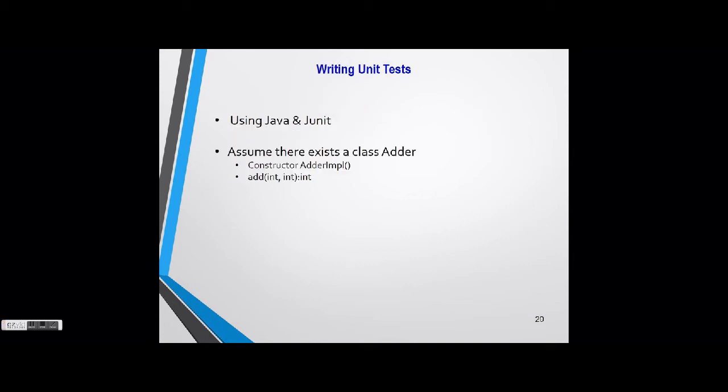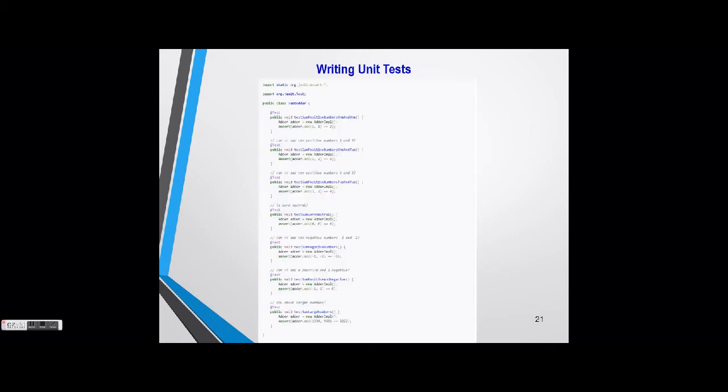So we're going to go through an example here of what writing a unit test looks like. We're going to be using Java and JUnit, and we're going to assume that there is a class called Adder. There's a constructor called AdderImpl, and Adder just has a single function that takes two integers, sums them up, and returns an integer.